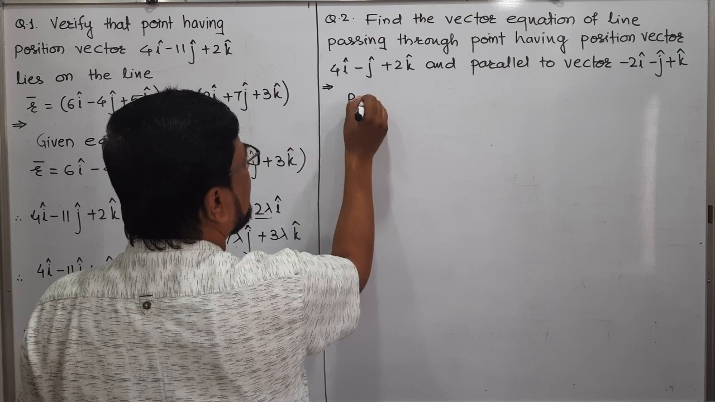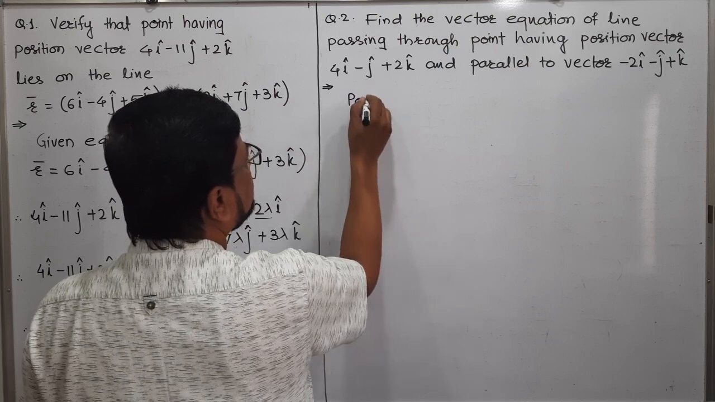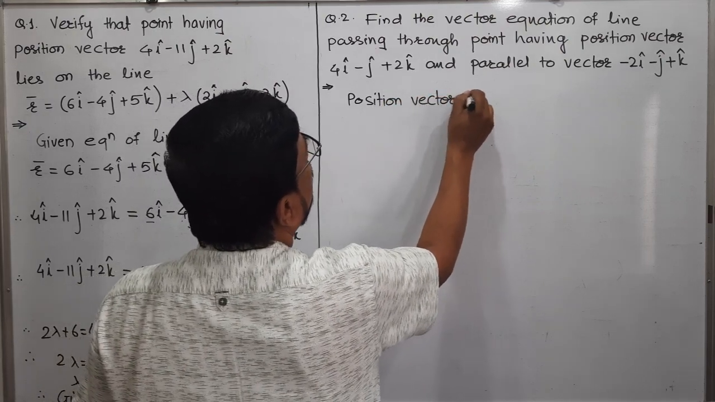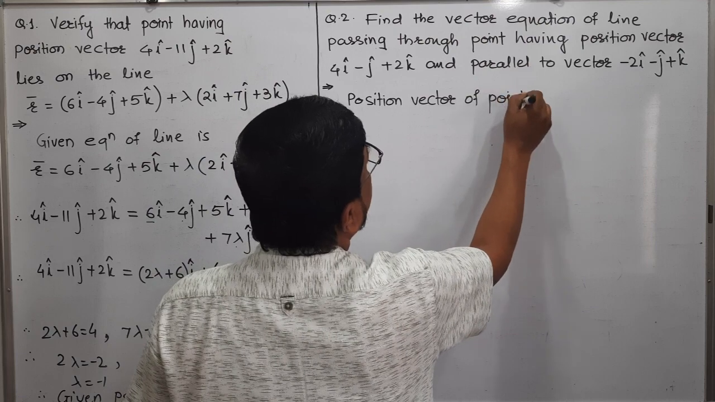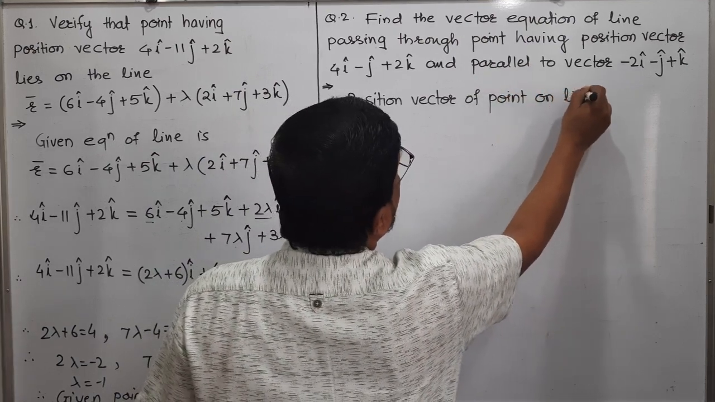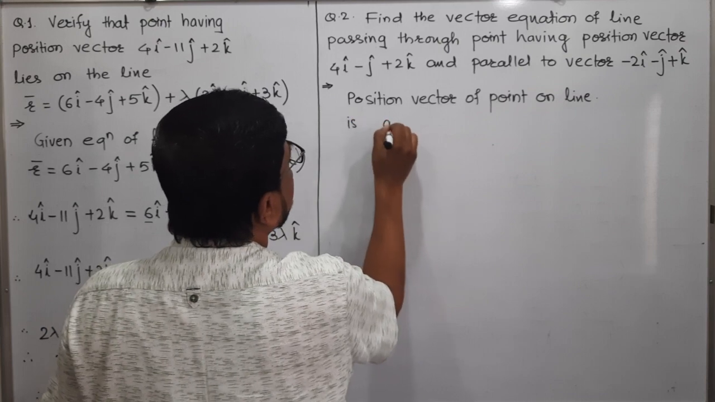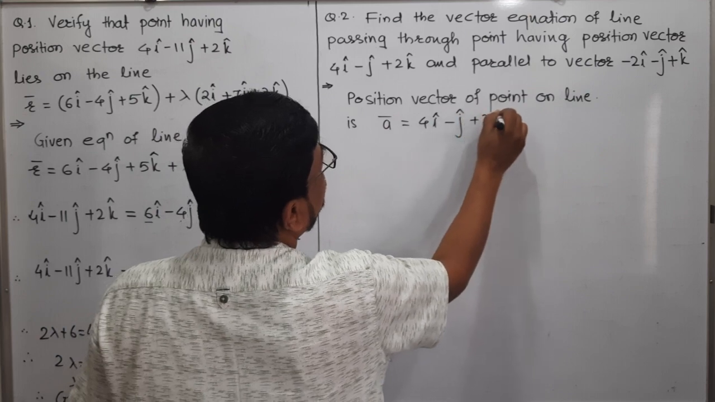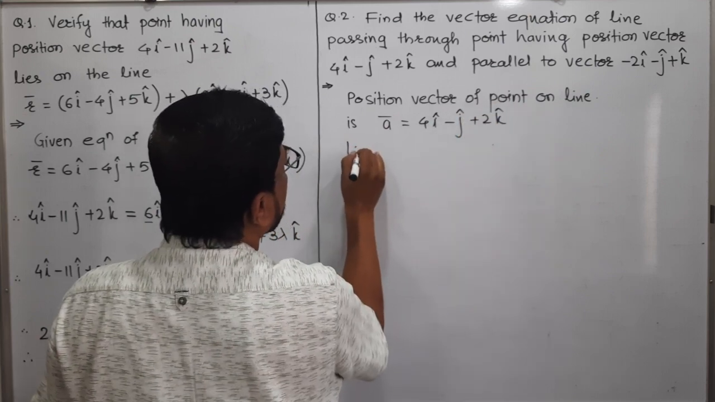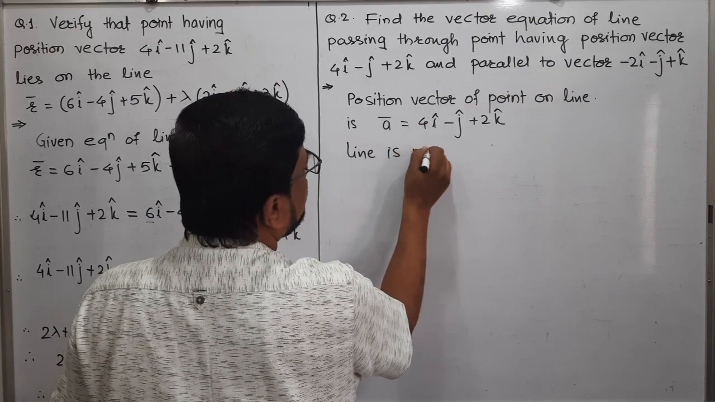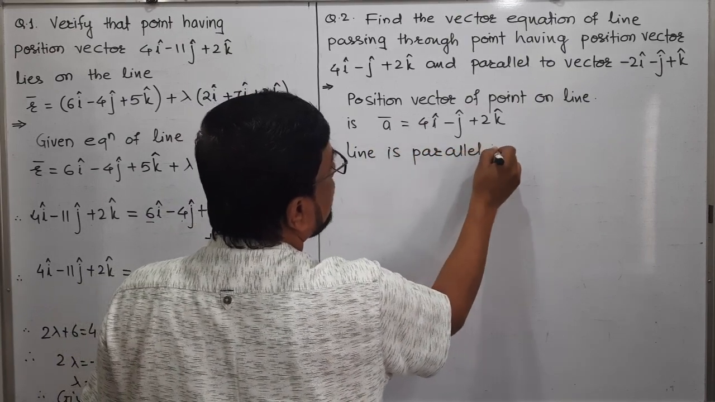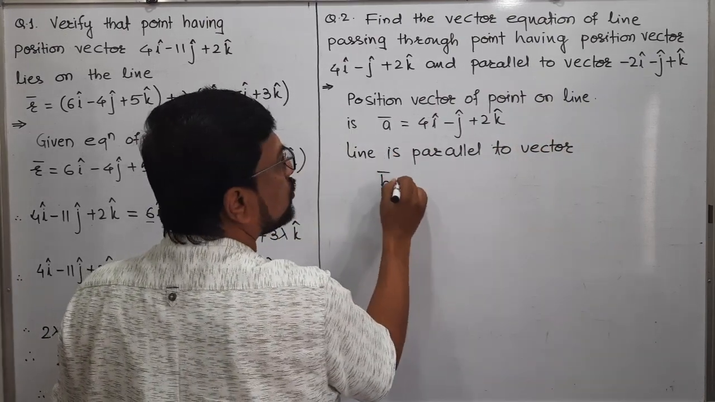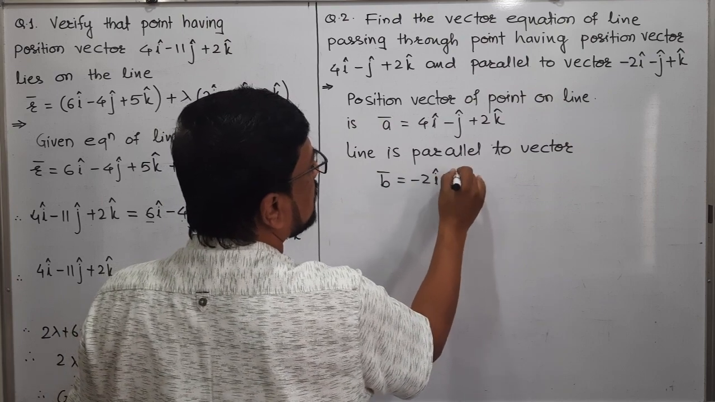Position vector of the point on line is A vector is equal to 4 I cap minus j cap plus 2k cap. Line is parallel to the vector B vector is equal to minus 2 I cap minus j cap plus k cap.